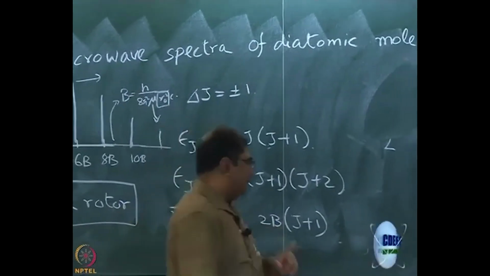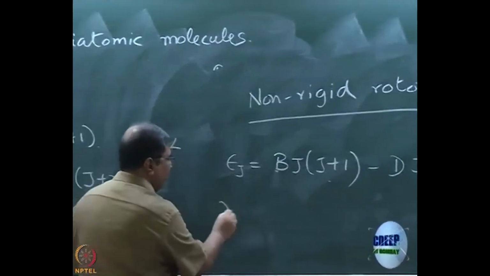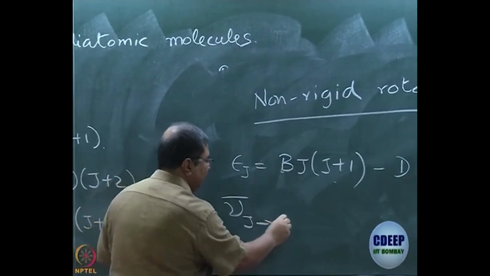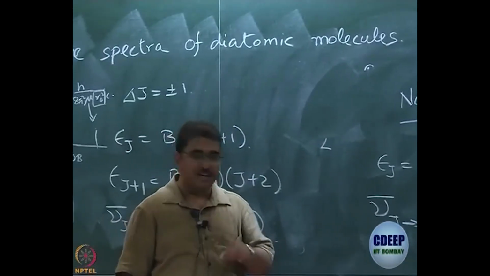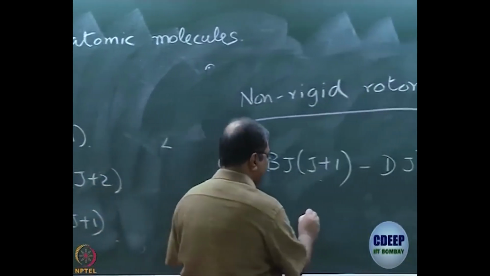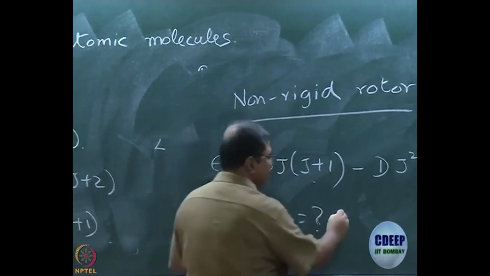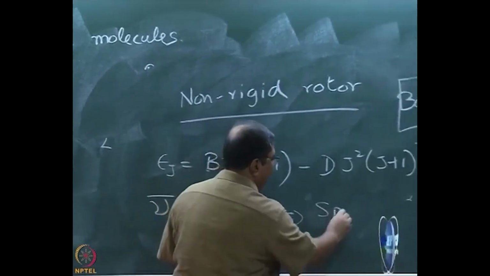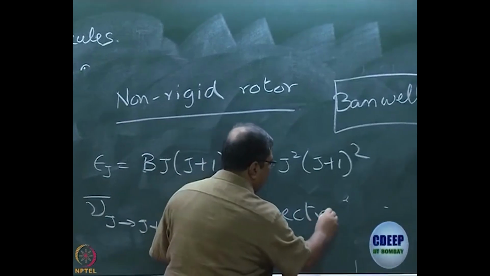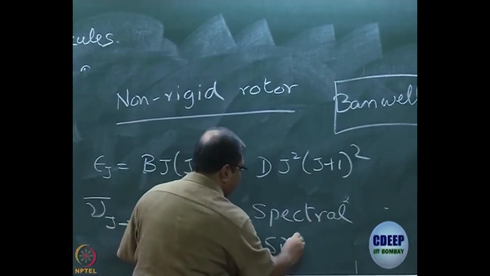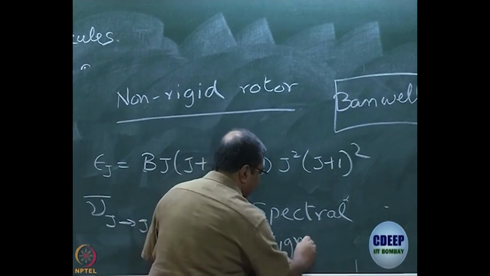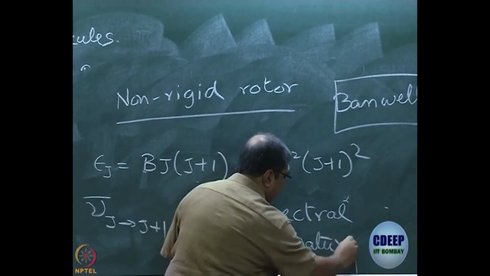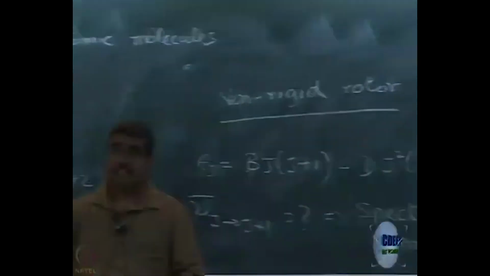So, I leave it to you to work out the expression for nu bar for j to j plus 1, and I leave it to you to figure out how it will affect the microwave spectrum. What is the spectral signature of non-rigidity?